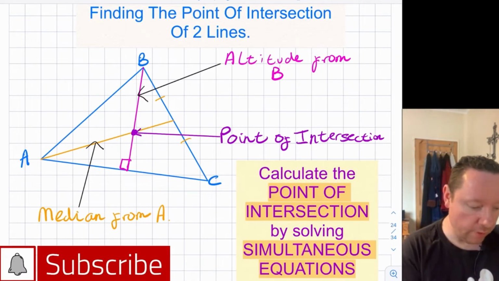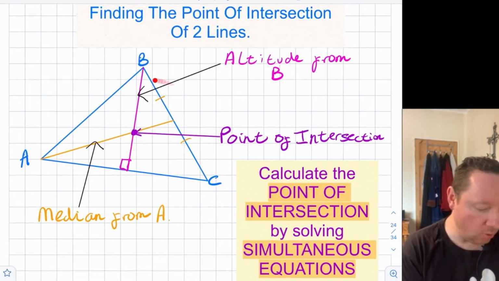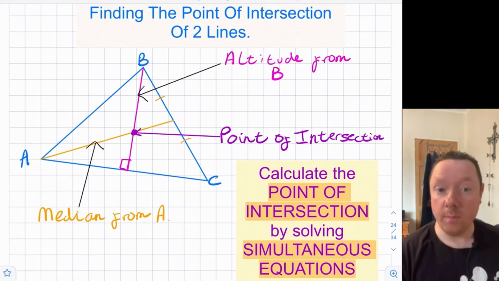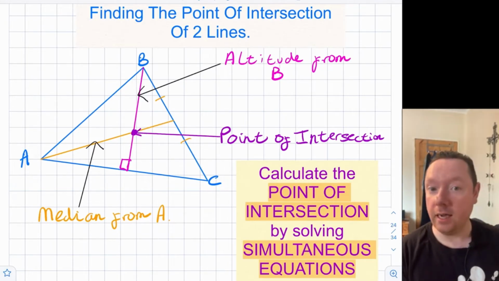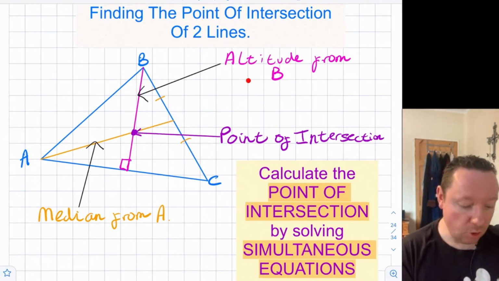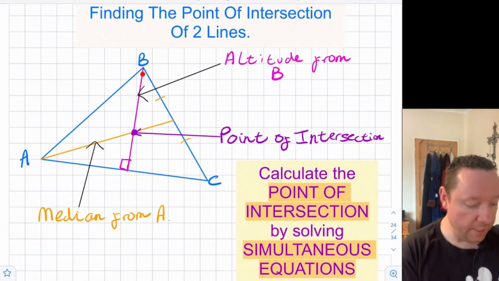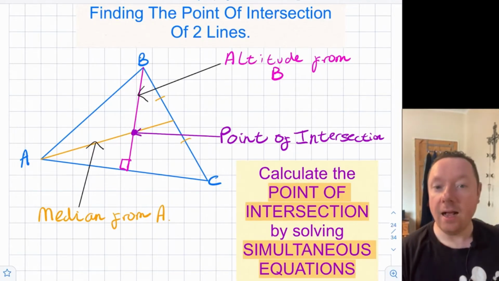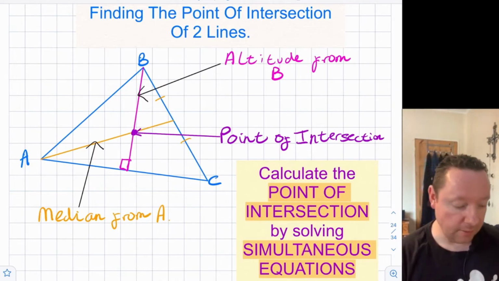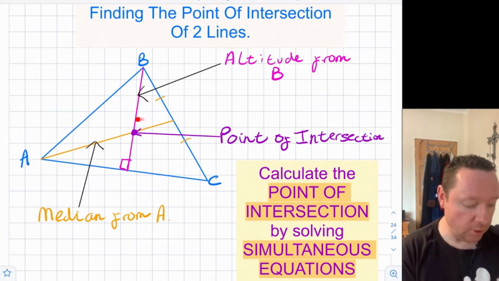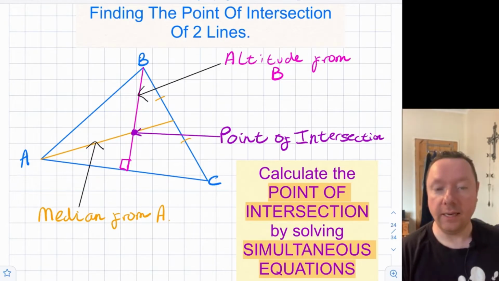Well, let's have a look at this on a diagram here. So we've got a triangle drawn. So a reminder what a median is. A median from A would be the line that goes from A and cuts the opposite line in half, not necessarily at right angles. The altitude from B would be the line that goes from B and cuts the opposite line at right angles, but not necessarily in half. Obviously, if it did both, it would be a perpendicular bisector, and we'd be looking at the point of intersection, the point where the two lines meet.